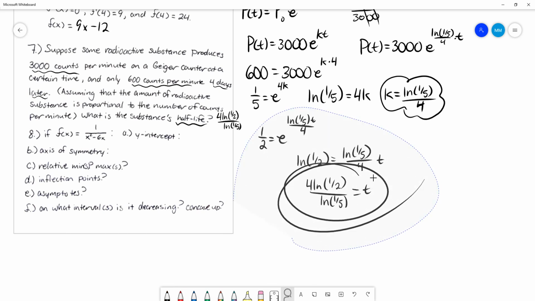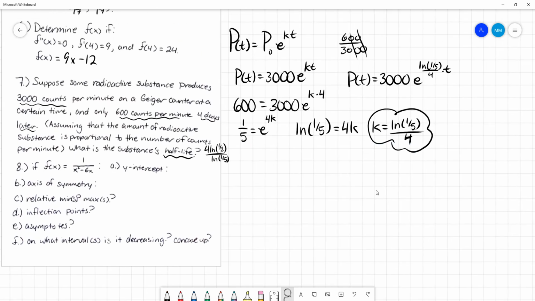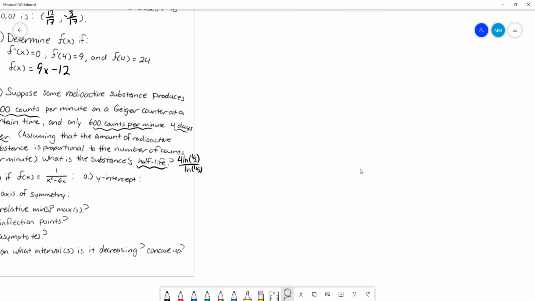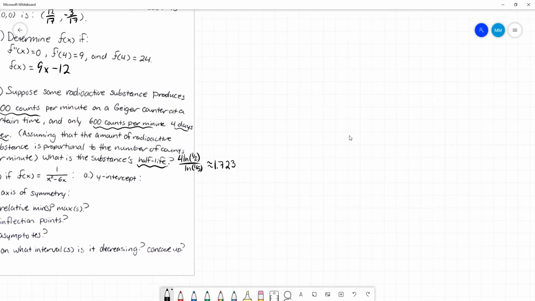And if I plugged that in, I do want to see what that looks like numerically. So if I plug that into a calculator, let's see. And it's going to be a half-life of roughly 1.723 days. So a little under 2 days is the half-life there.